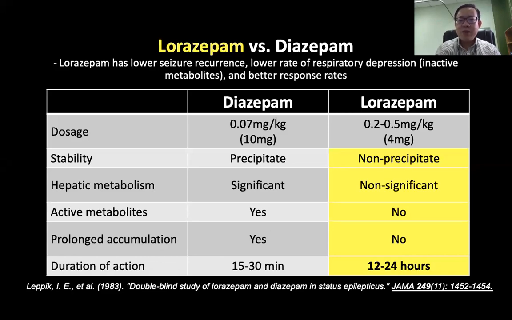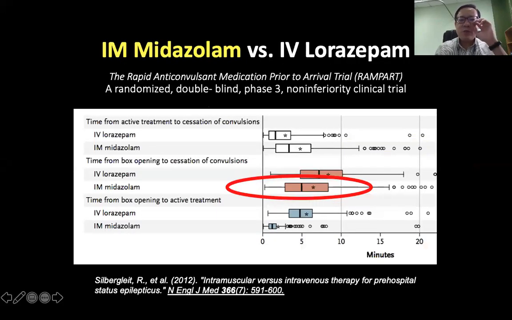But now we have another alternative, which is IM midazolam. This is the RAMPART trial, but remember, midazolam's duration of action is also very short, 15 to 30 minutes. So it's like diazepam, we need to consider a repeated dose or maintenance with phenytoin after the seizure is controlled with midazolam.